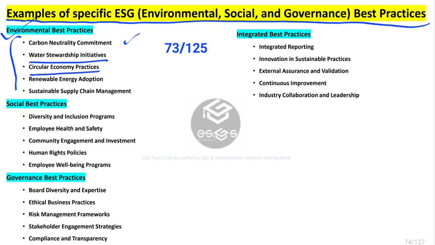Then the next example is about circular economy related practices. So we design products for durability and recyclability, and implement strategies to promote reuse, recycling, and resource recovery throughout the product life cycle. The next comes renewable energy adoption. So we invest in renewable energy sources like solar or wind power to reduce reliance on fossil fuels and also to reduce the carbon emissions associated with energy consumption.